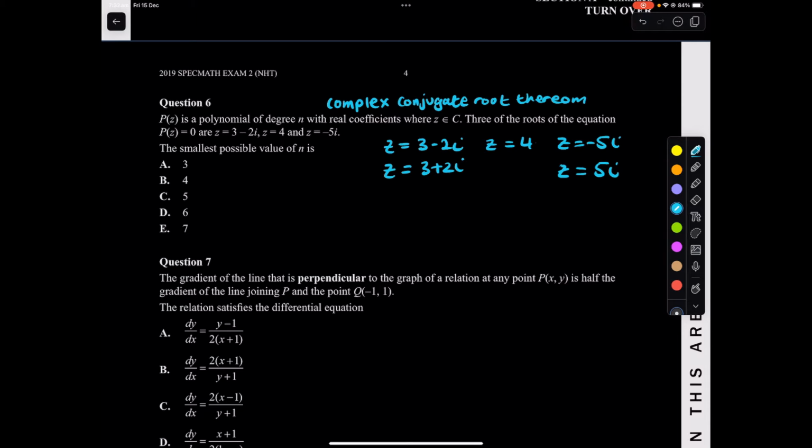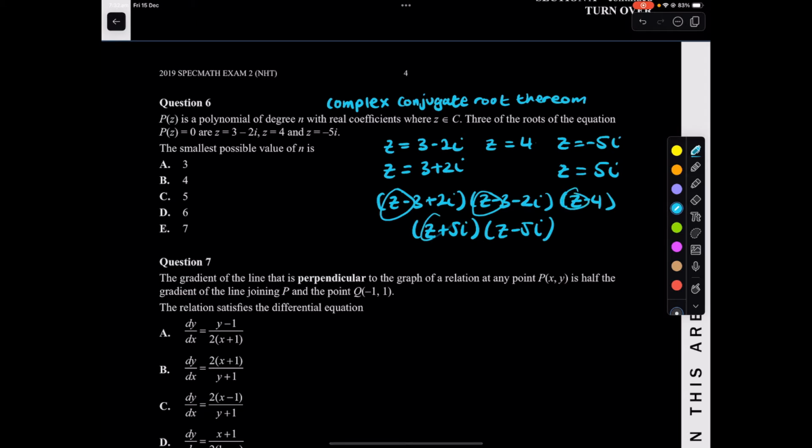If you write them as factors, it will be z minus 3 plus 2i, z minus 3 minus 2i, z minus 4, z plus 5i, z minus 5i. It's very long, but if you fully expand this, the 5 factors give z to the power of 5 overall. That will be your smallest possible value of n. So 5. It will be a degree of 5.